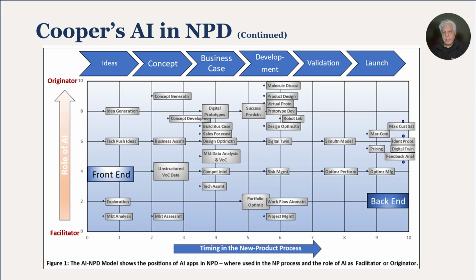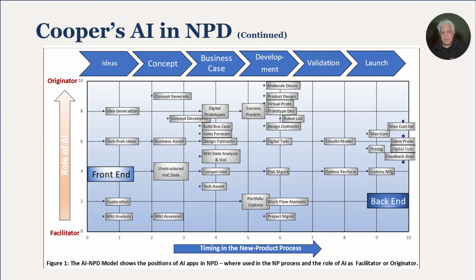Now, what I want you to notice is the scattered pattern. In the early stages, idea generation, concept development, AI can operate at a very high level, even as an originator. Think about how our pipeline used Claude and Gemini to discover and evaluate 40 plus concepts. That's the upper left quadrant.